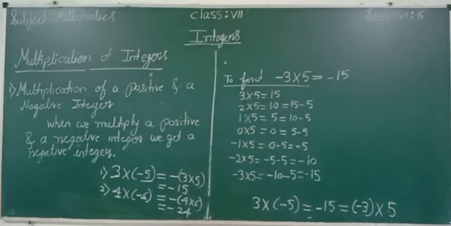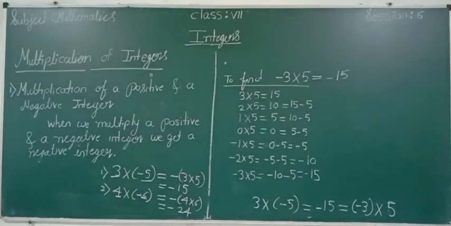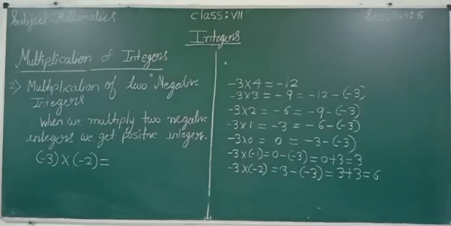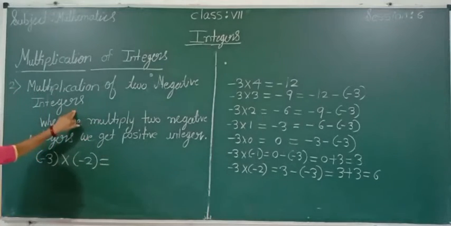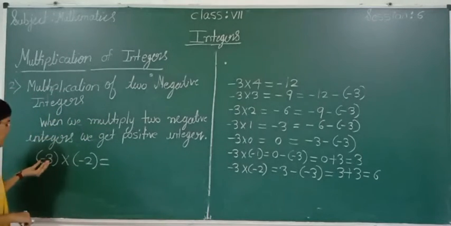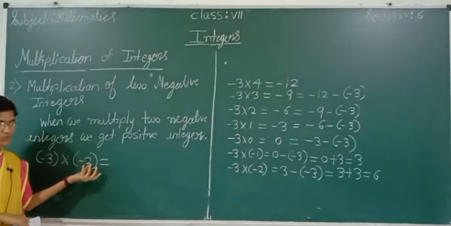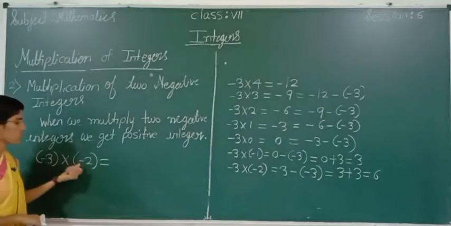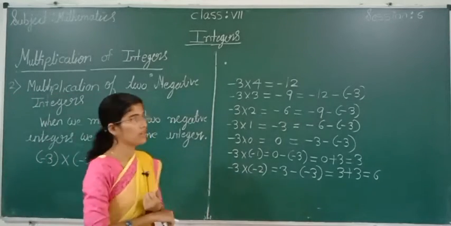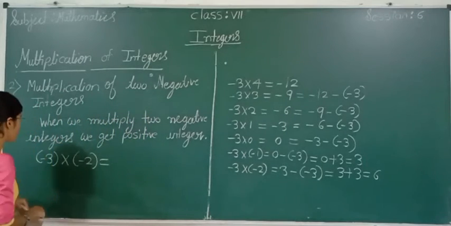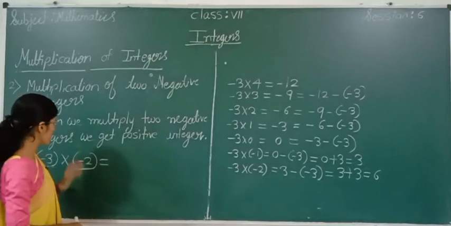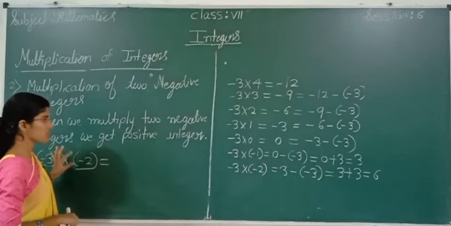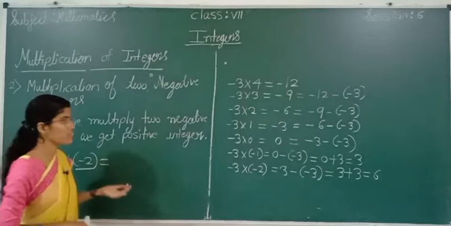So, okay, we will go to the next concept. See here students, next one. Now we will look at multiplication of two negative integers. If I ask you what is minus 3 into minus 2? Now we will find this answer by using the pattern.